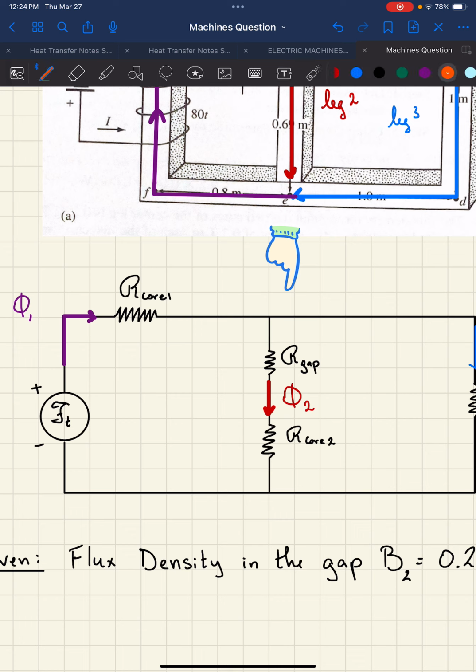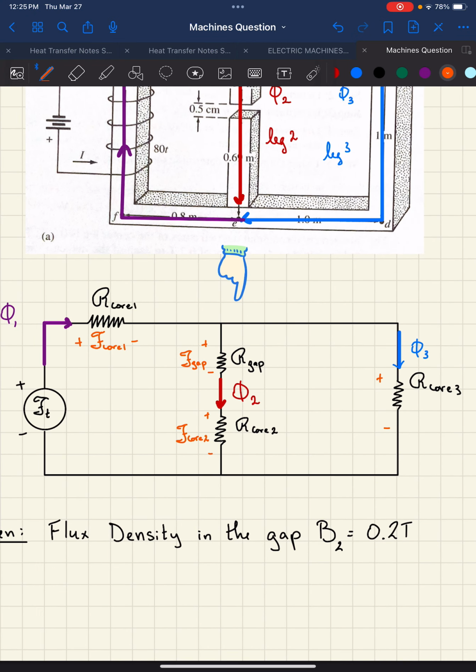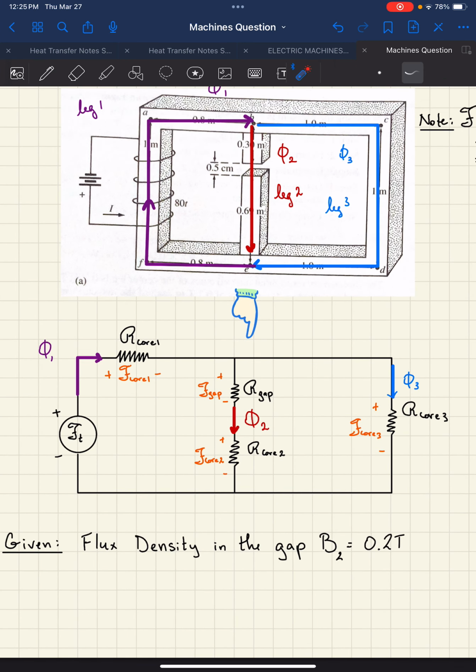Across each of these reluctances, there's going to be a different drop in magnetic potential. So there's going to be a drop in potential energy here, and I'm going to call that F core 1. Likewise, you have one here, which we'll call F gap. This one will be F core 2. And of course, you have one more over here. This one is F core 3.